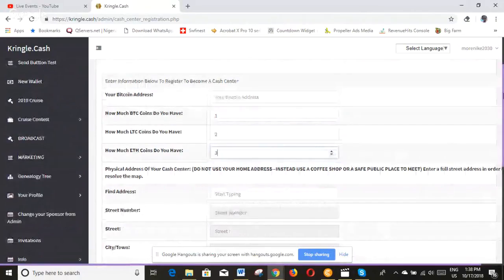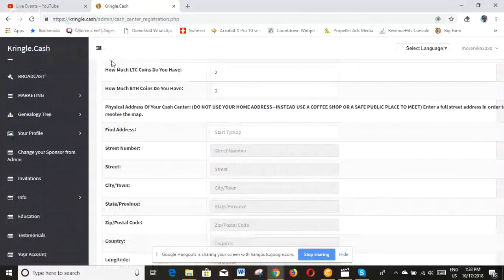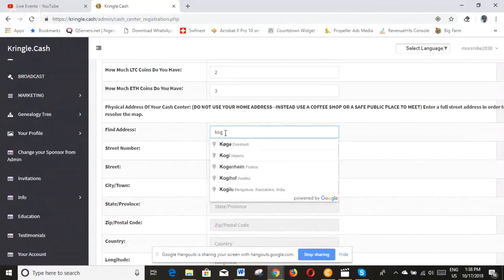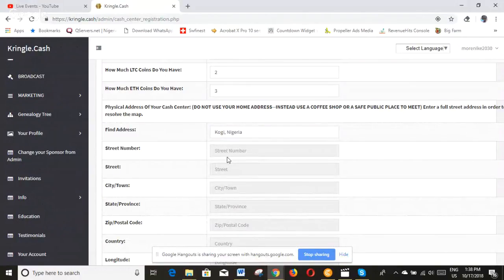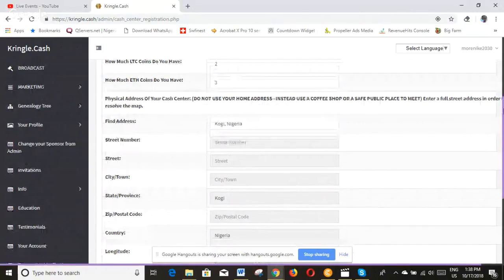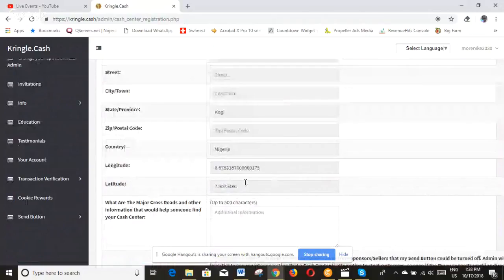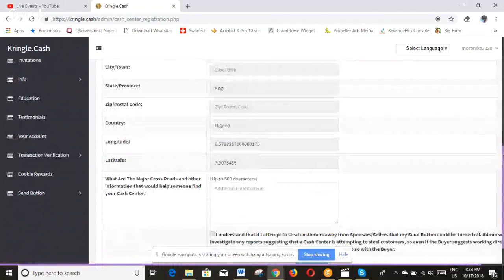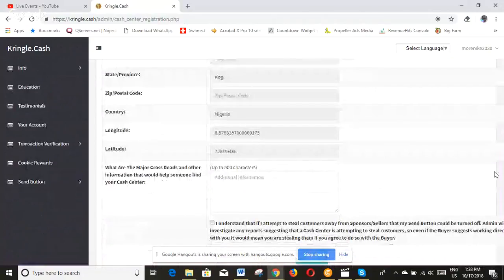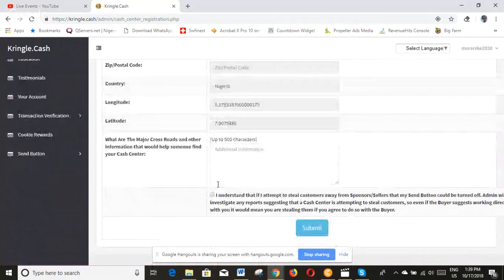So your address, you type your address. You have to enable location. So when you type the address, you can type Kogi State. You can see Kogi, Nigeria. When you click on it, automatically the form fills for you with the longitude and the latitude. So here you can add your information. Here you can add your address manually and click I understand. When you click on understand, you click on submit.